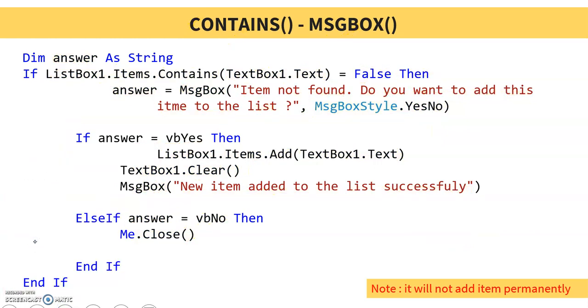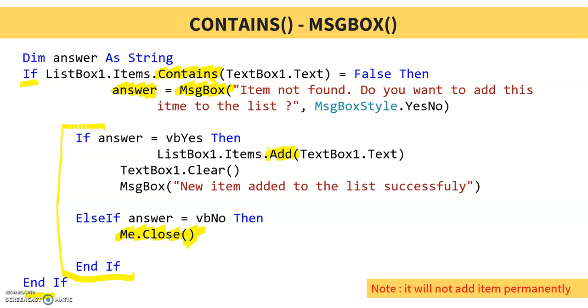One more thing. If you have observed, here we have used if else, right? This is the structure: if, then, else if, then, and this is the outer if structure. So this is a nested if also. Also we studied how to use the Contains method, then the Add method, then the MessageBox method, and how to store the value of the message box in a variable, and how to close the form.